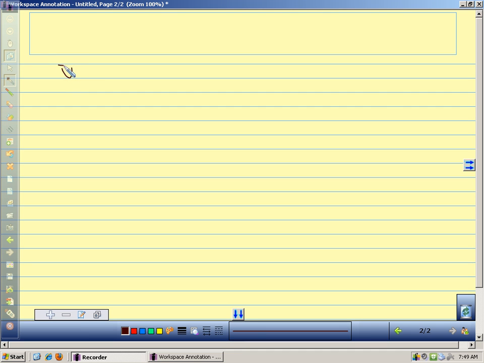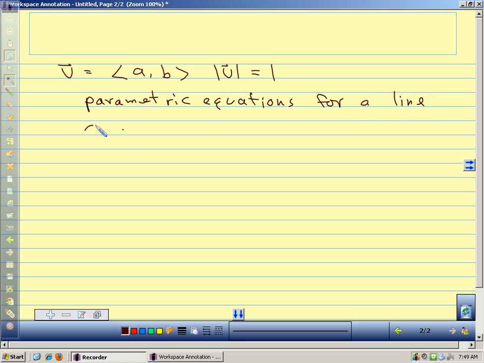So we said our vector is AB, and we're assuming that the length of u is 1. So we're starting with a unit vector. If we don't have a unit vector, we can always make it into a unit vector. Parametric equations for a line through the unit vector, if we're starting at point x0, y0, are, for a line along u, x0 plus at and y0 plus bt. So that's for some parameter t.